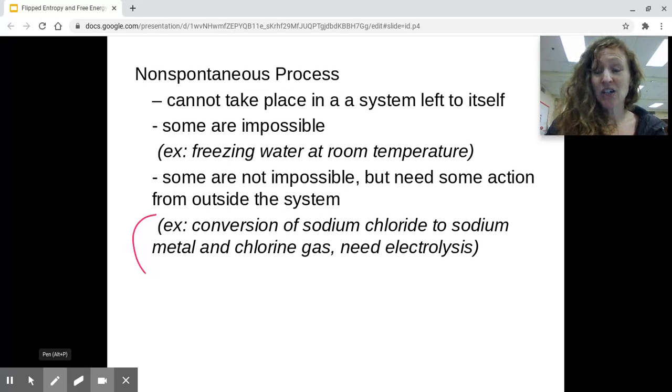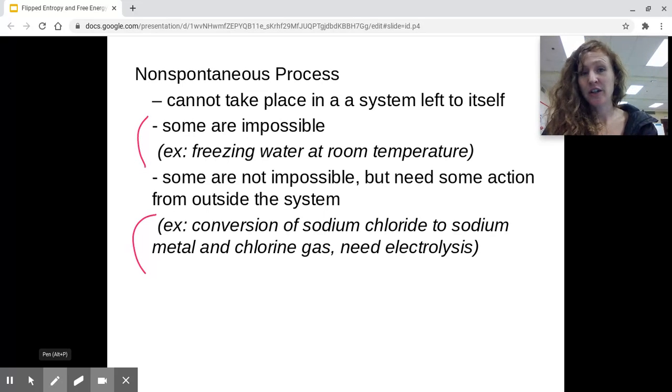Some reverse reactions are impossible. So for example, water freezes under 0 degrees Celsius, right? A phase change occurs. But that phase change is never going to occur in the opposite direction. Water is never going to unfreeze at a temperature below 0 degrees Celsius. Water is never going to freeze at room temperature and pressure. So some are impossible to reverse. Some are not impossible to reverse.